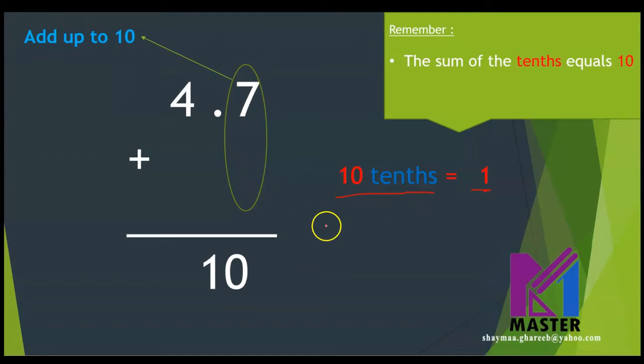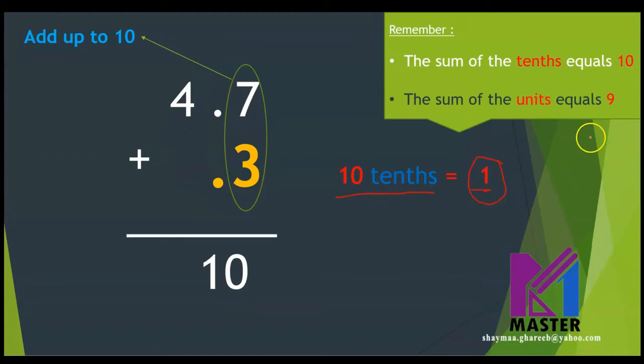7 plus what gives 10? It needs 3 tenths more. So 7 tenths and 3 tenths makes 1 whole. What about the digits in the units place? We said before, the sum of the digits in the units place should add up to 9. Then the 4 needs 5 to form 9. So here I have 9 and here I have 1. Then both together give 10.